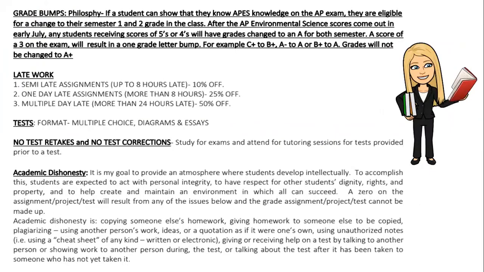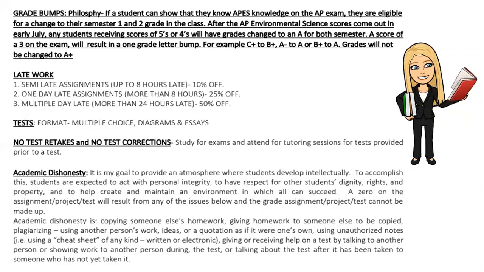So I do, based off of their exam, their AP exam score, increase their grade. If they get a 4 or 5 on the AP exam, both semesters, I will change their grade to an A. If they get a 3 on the exam, I will bump them 1 letter grade for both semesters, and so it would go from a C+ to a B, or a B+ to an A, or an A- to an A. I don't change grades to A+ after the AP exam.